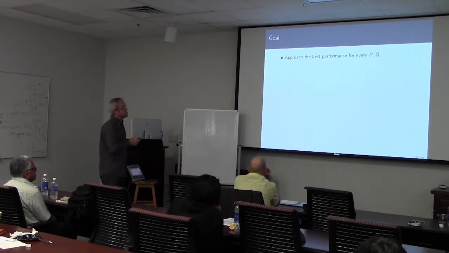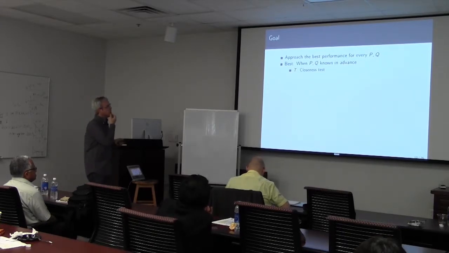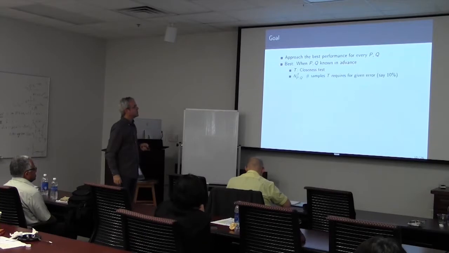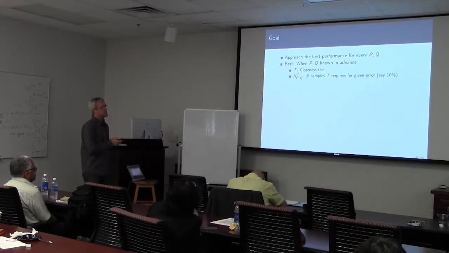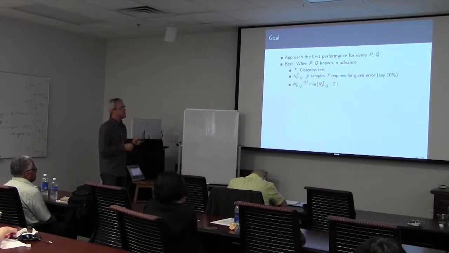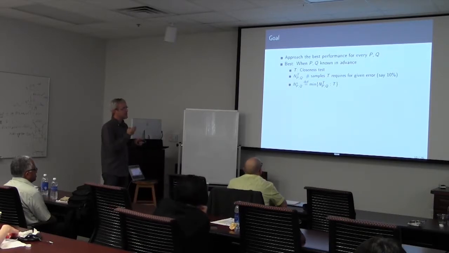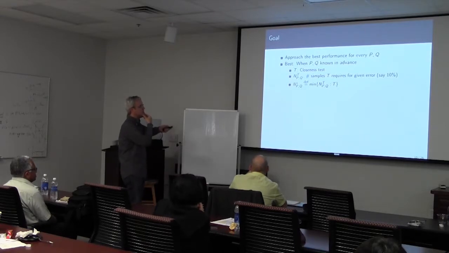So the goal is to approach the best performance for every P and Q. And by best we mean when P and Q are known in advance. And so T is going to be some closeness test, and N_T of P, Q is the number of samples you need for some given error, which in our case is 10%. And N star of P, Q is the minimum number of samples that the best algorithm would need. So you take all algorithms and you find the one that requires the least number of samples to get to epsilon error.